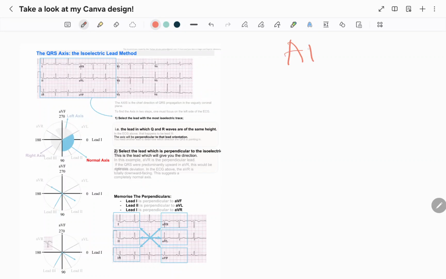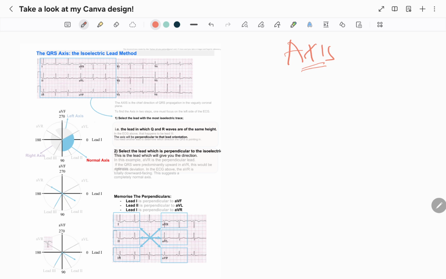Going to discuss axis, and basically axis is not maths and it's not degrees. It's something that you shouldn't be panicking about. Axis is just one question: which direction is the electricity traveling in the chest? That is it. And imagine the heart firing like electricity, like a shout, right?